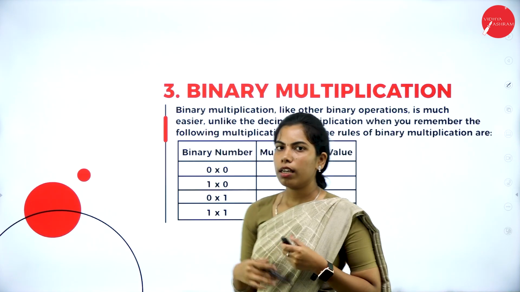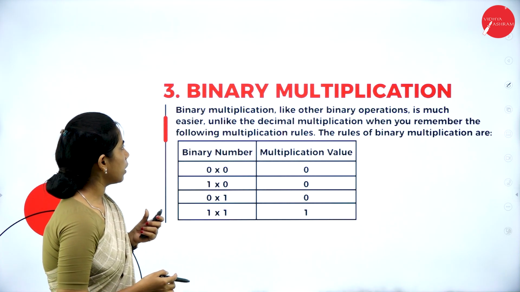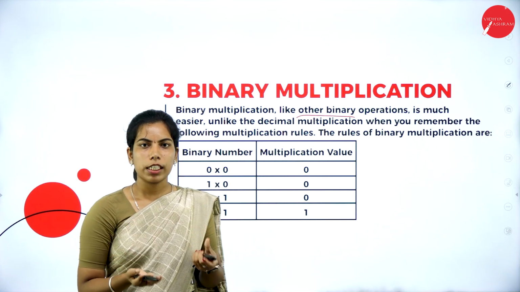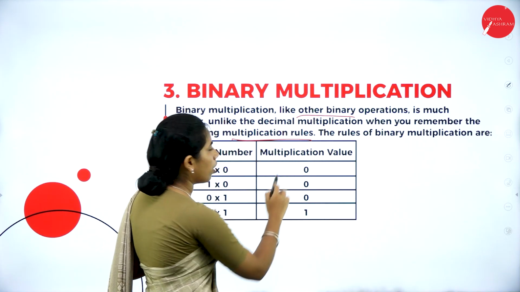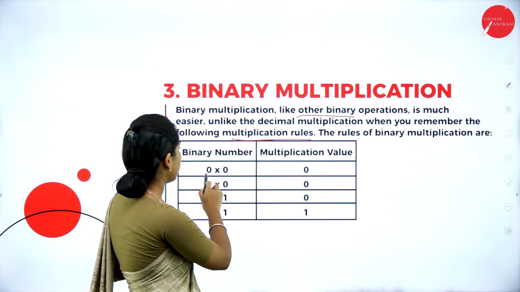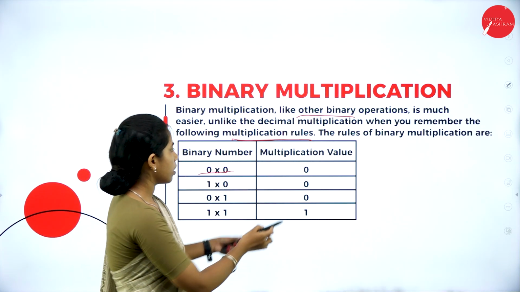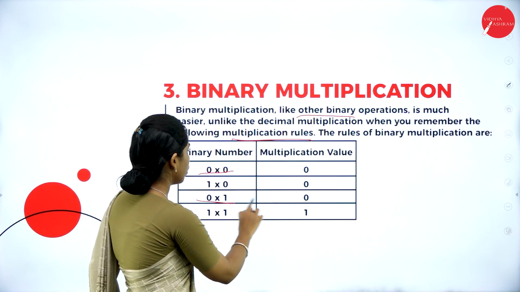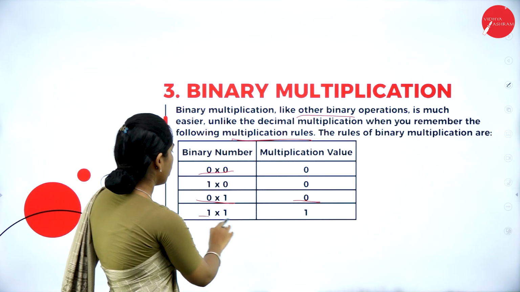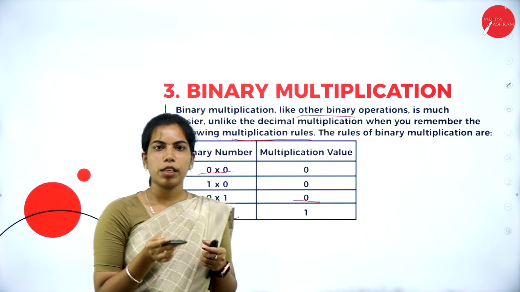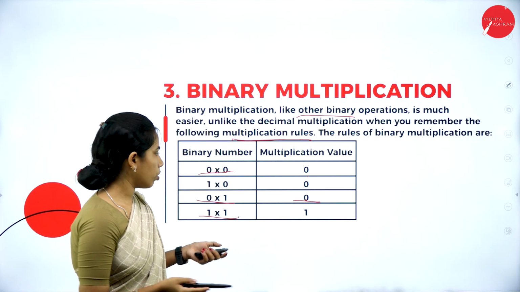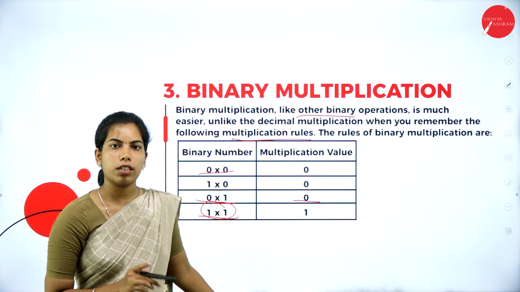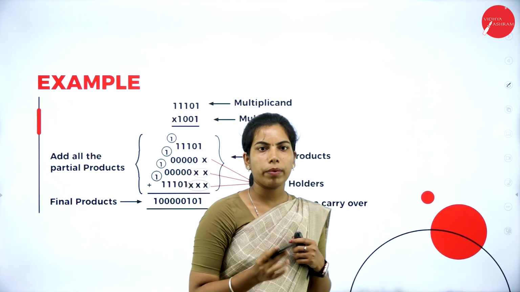And come to binary multiplication. Binary multiplication, like other binary operations, is much easier. Like decimal multiplication, we have to follow some rules. When two variables are 0, you will get a result of 0, and 1 into 0 gives 0, 0 into 1 gives 0. Anything multiplied by 0 you will get 0, right? So only when both the variables are 1, 1, you will get a result of true, that is 1. So let's look at some examples.